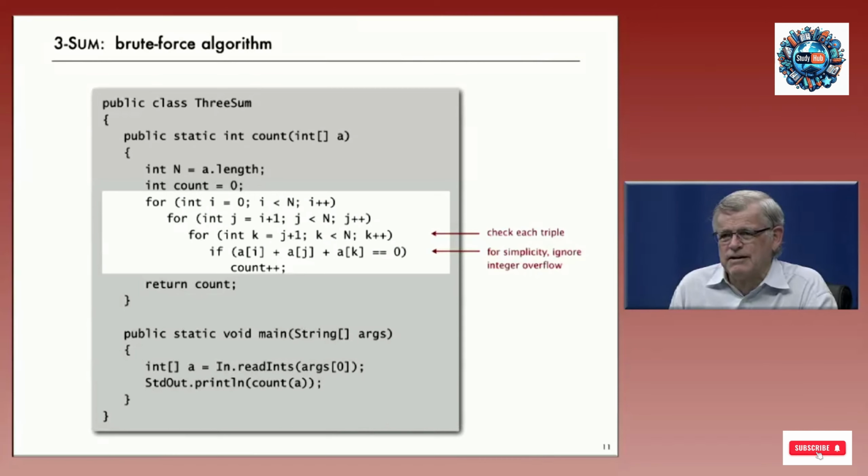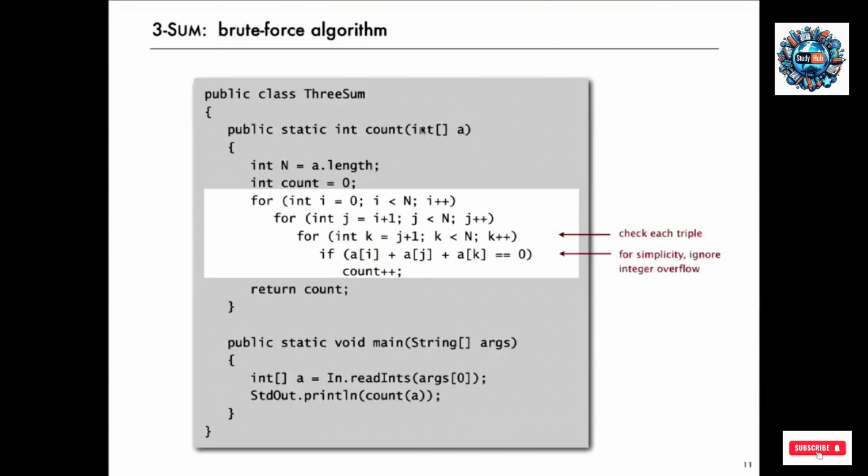Any of you could write down this program without much effort. It's got a static method count that is going to go ahead and take an integer array as argument. N is the number of integers, that's the length of the array. We'll start with a variable count equals 0, and then a triple for loop that checks each triple i, j, k. We go i from 1 to n, j from i plus 1 to n, and k from j plus 1 to n, so that we get each triple just once.